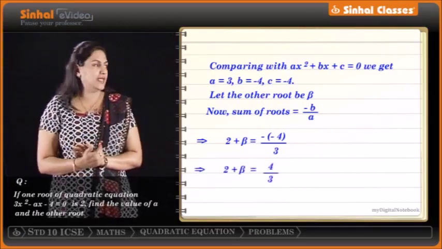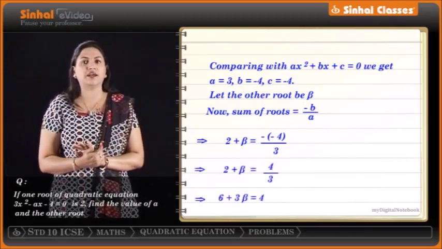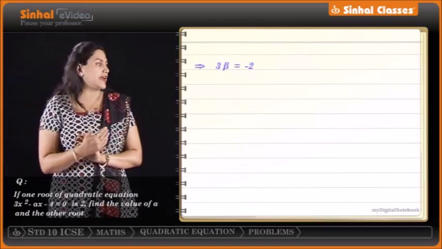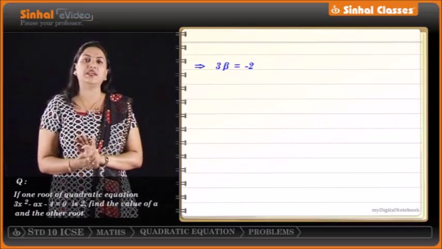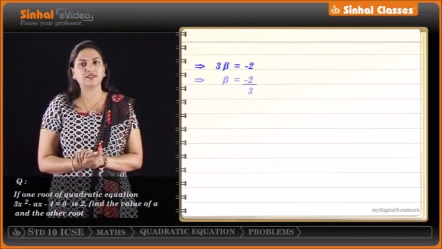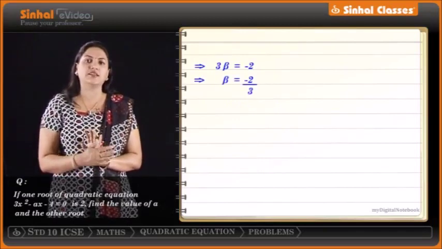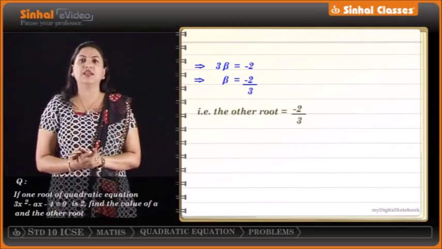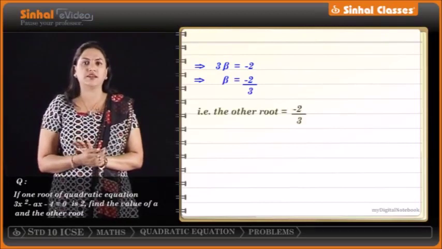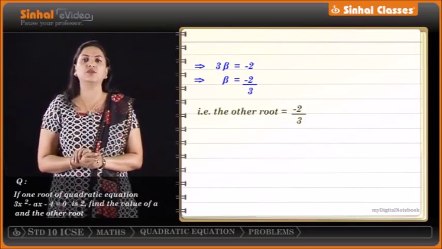Cross multiply. 6 plus 3 beta is equal to 4. That is 3 beta is equal to minus 2. So beta is equal to minus 2 upon 3. So the other root is minus 2 upon 3. We could have also found out the other root using product of roots is equal to c upon a.